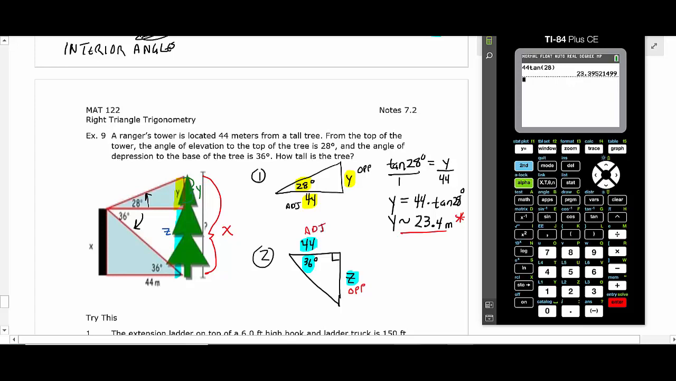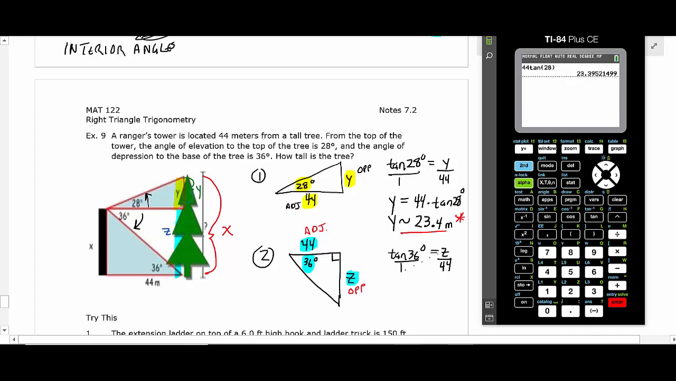Tangent has shown up a lot in these examples, but remember, it can be anything. But you always want to use sine, cosine, or tangent. You don't want to use any of the other three. When you're solving word problems, use sine, cosine, and tangent. So when we put this together, we'll have the tangent of 36 degrees equals side opposite Z over adjacent 44. And I put that over 1, and then this is just like the last problem.